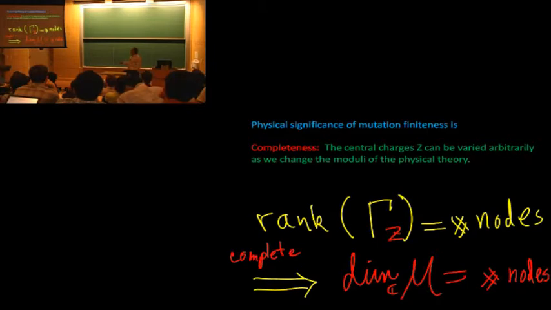So as I just said, just to repeat, completeness means the central charges can vary arbitrarily. The rank of the lattice is the number of nodes, and the dimension of the moduli space is the number of nodes. So that's the set of theories we're talking about.